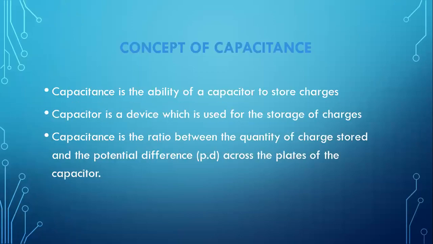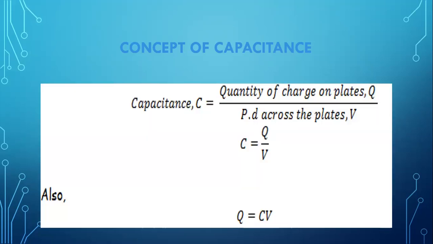Capacitance is the ability of a capacitor, an instrument or device that is used to store the charges, to store charges. Capacitance is the ratio between the quantity of charge stored and the potential difference across the plates of the capacitor. Mathematically, capacitance equals the quantity of charge on the plates, Q, upon the potential difference across the plates, V. So Q over V equals capacitance.